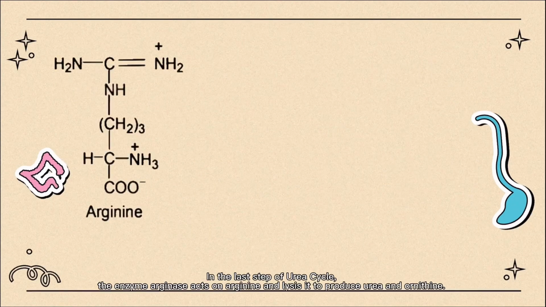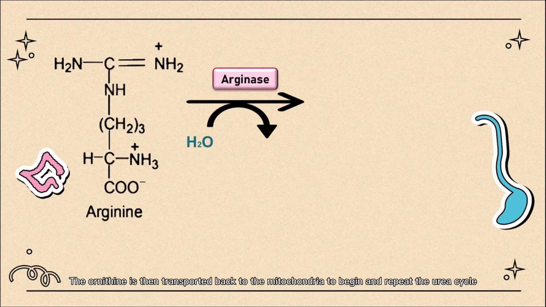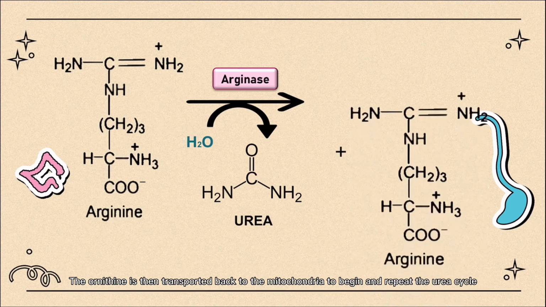Step 5. Formation of urea. In the last step of the urea cycle, the enzyme arginase acts on arginine and lyses it to produce urea and ornithine. The ornithine is then transported back to the mitochondria to begin and repeat the urea cycle.